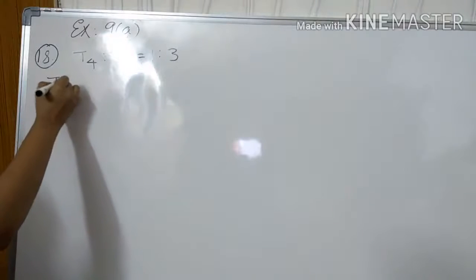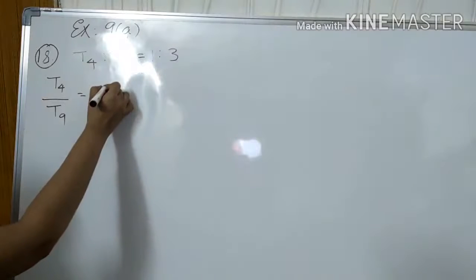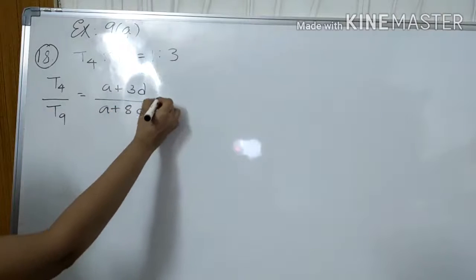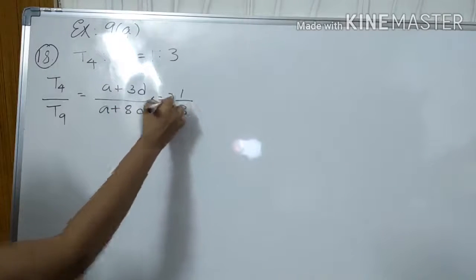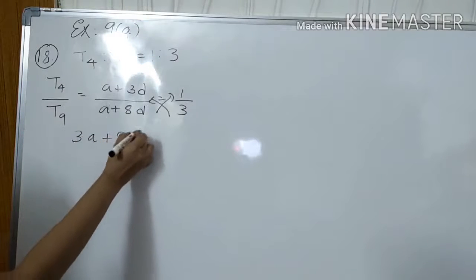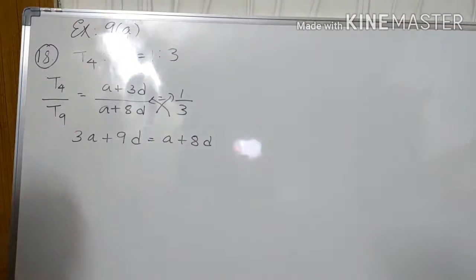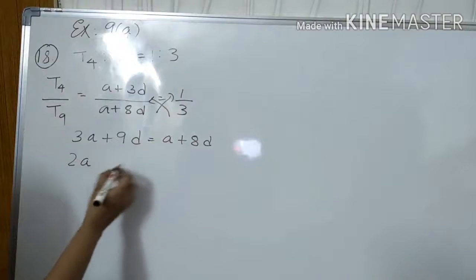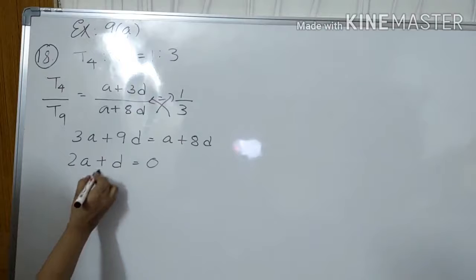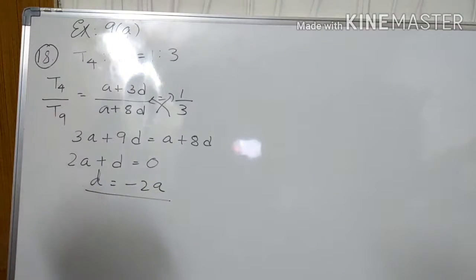Now I write T4 : T9 in fraction form. Here T4 is a + 3d and T9 is a + 8d, equal to 1/3. I am taking cross multiplication now to solve this. So 3a + 3 times 3, that is 9d, is equal to a + 8d. Now solving them by taking terms on one side, 2a and 9 minus 8 is d, equal to 0. So I get d equal to -2a. This is the value we found from the relation we are given.